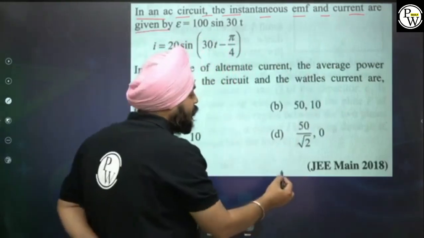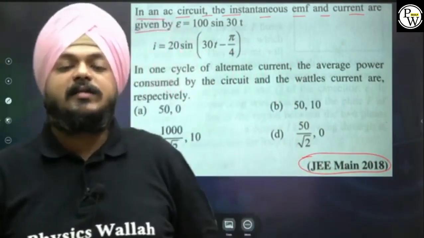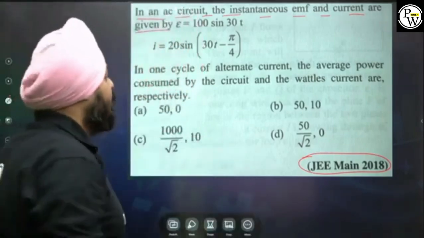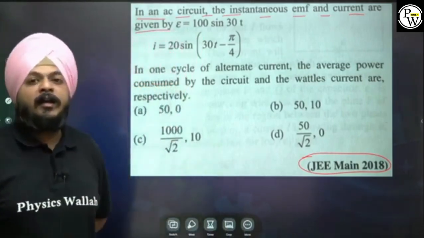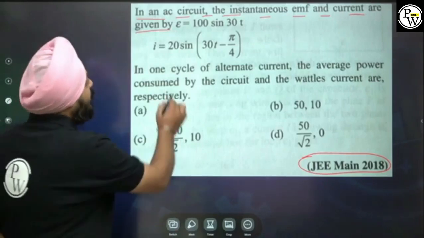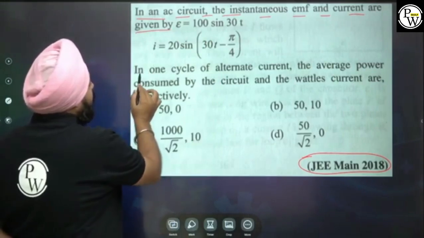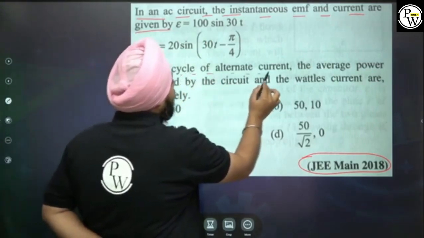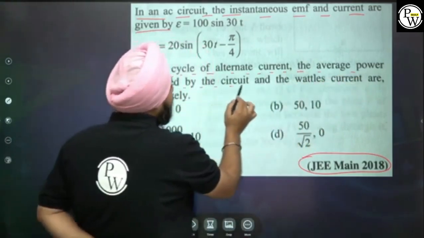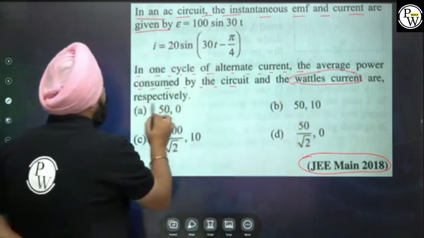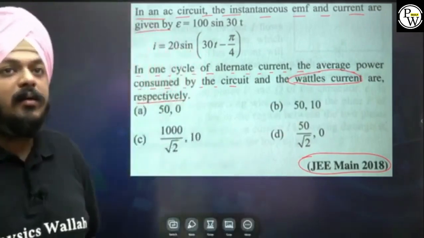First of all, I want to tell you all this question was asked in JEE Main 2018. In an AC circuit, the instantaneous EMF and current are given by these equations. Now, in one cycle of the alternating current, what will be the average power consumed by the circuit and the wattless current?